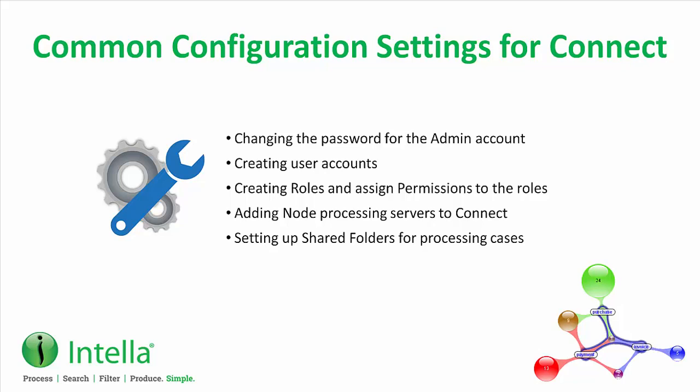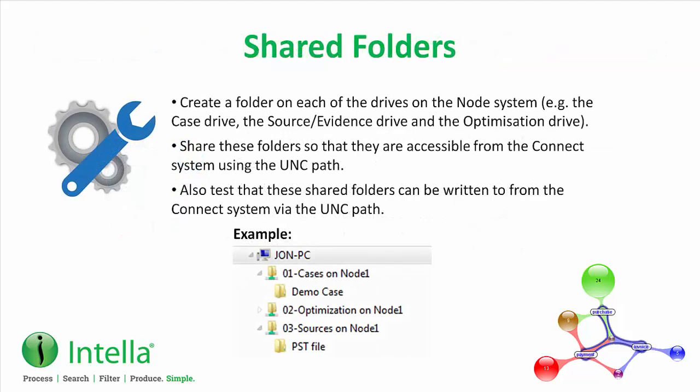On the Node system, create a shared folder on each of the 3 drives used for processing. These are the case drive, the source or evidence drive, and the optimization drive. Make sure that the Connect system has write access to these shared folders via the UNC path. You can test access to these folders by typing the UNC path into the Windows search or run box on the Connect server. A window to the shared location will be shown if there are no issues. You can further test the write access to the shared folders by creating a new text file in each drive location from the Connect server.